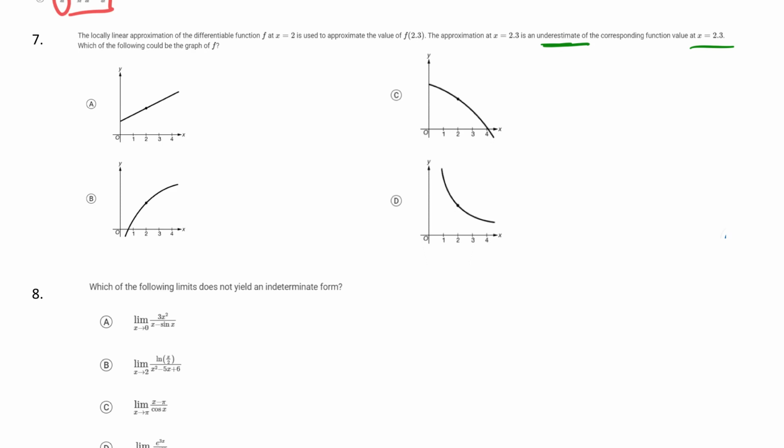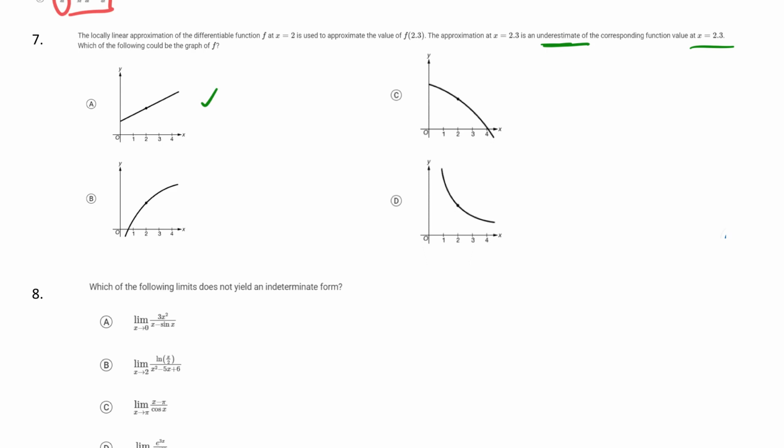Now remember, linear approximation is where we are taking a curve and straightening it out. We're zooming in so close that it's going to make it straight. Well, clearly A is not the case, because it's already linear. So that's going to give me an exact approximation. That won't give me an under or over.